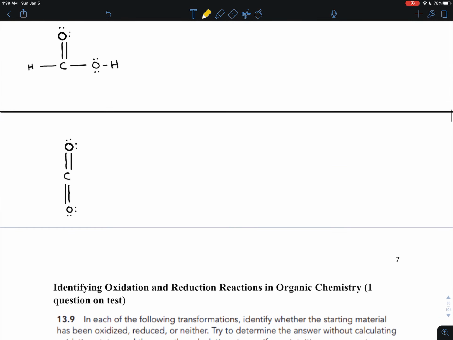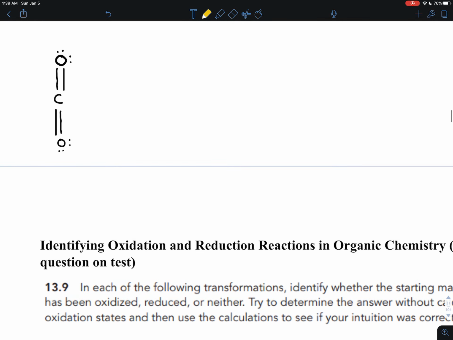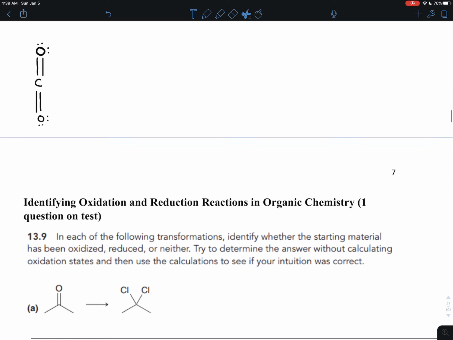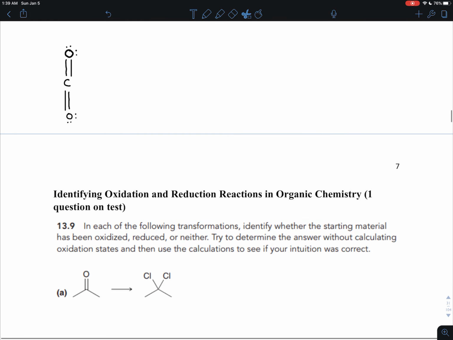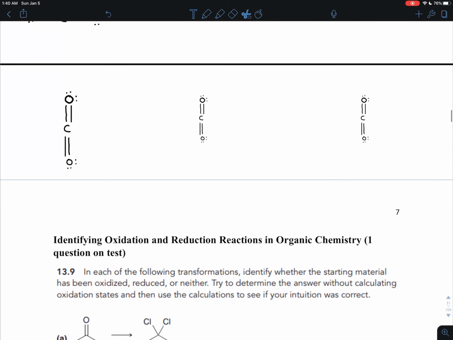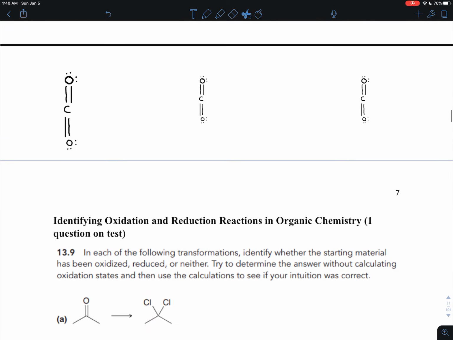Let me skip ahead just to carbon dioxide. We'll just try it with this last one, and then we'll dive into exercise 1319 to show how this understanding of oxidation states will help us recognize oxidation and reduction.